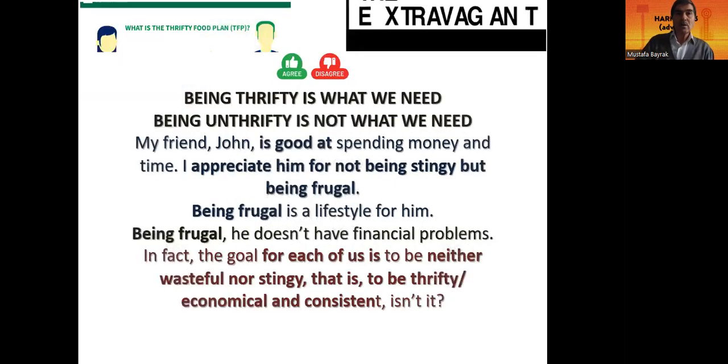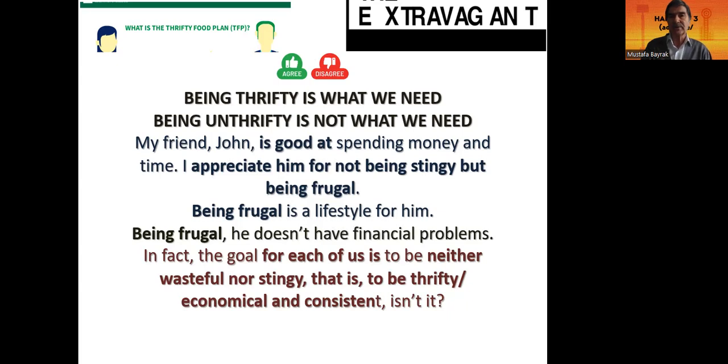Okay, let's go on. Again, let's compare those three speech patterns in English. I mean, those infinitive, gerund, and participles. Being thrifty is what we need. Earning money is what we need, or having enough money is what we need, and being thrifty. Being thrifty is what we need.